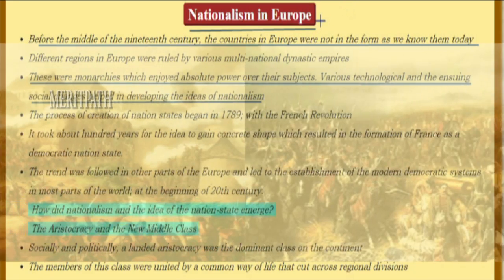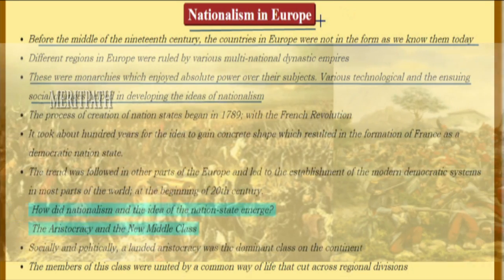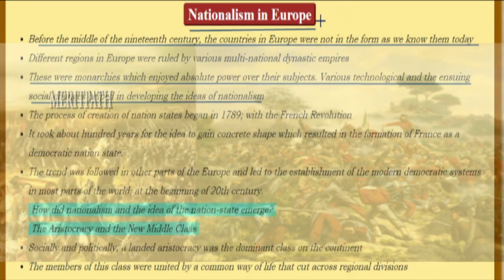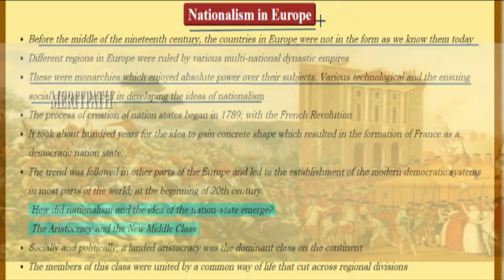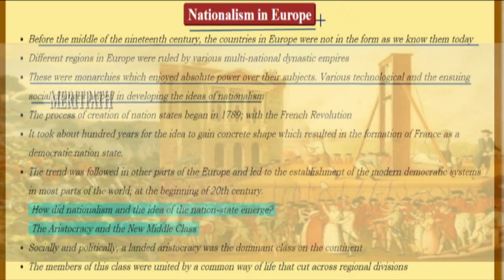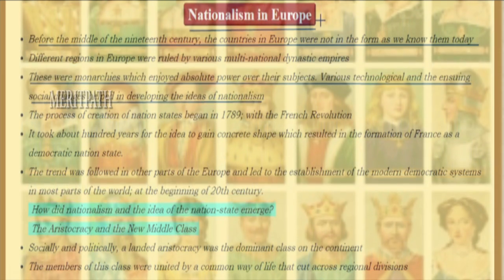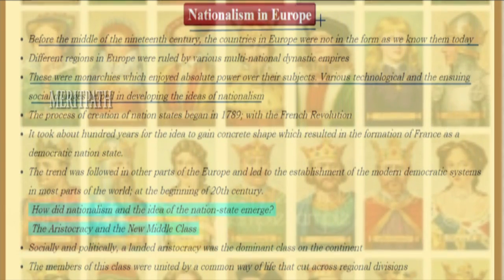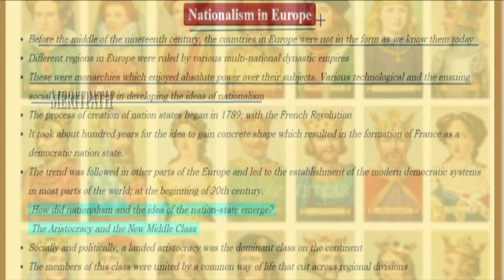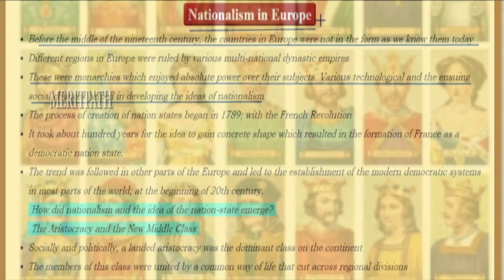Nationalism in Europe. Before the middle of the 19th century, the countries in Europe were not in the form as we know them today. Different regions in Europe were ruled by various multinational dynastic empires. These were the monarchies which enjoyed absolute power over their subjects. The various technological and the ensuing social changes helped in developing the ideas of nationalism. The process of creation of national states began in 1789 with the French Revolution.